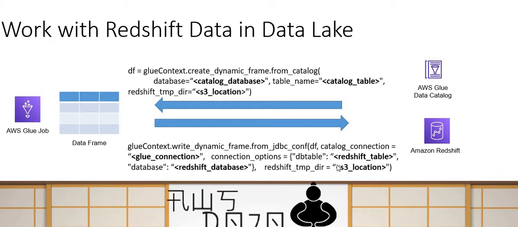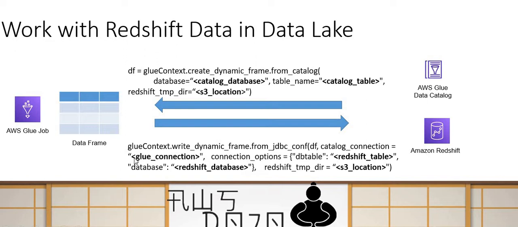Then you also provide what table you want to create when you're writing this data back to that Redshift cluster, and in what database this table will be created. And then you have to provide a temporary directory location or sync location whenever you're working with a JDBC endpoint. So in this example, you can see that I don't need to mention a lot here.